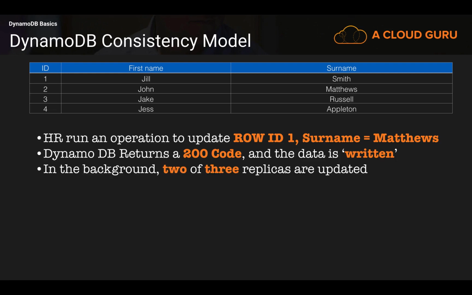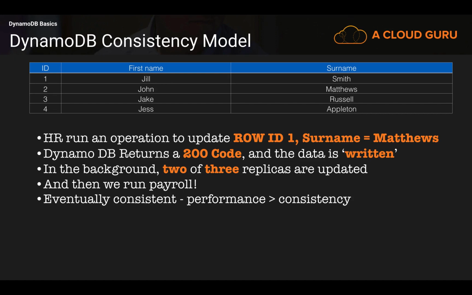And in the background, 2 of the 3 data replicas are updated. And then a very unfortunately timed payroll batch process occurs, where every item in the staff table is read, runs some processing, generates some payslips, and the payslips are printed. Now remember, DynamoDB is by default eventually consistent, and it prioritizes performance over consistency. So we have two possible outcomes regarding the payroll process.